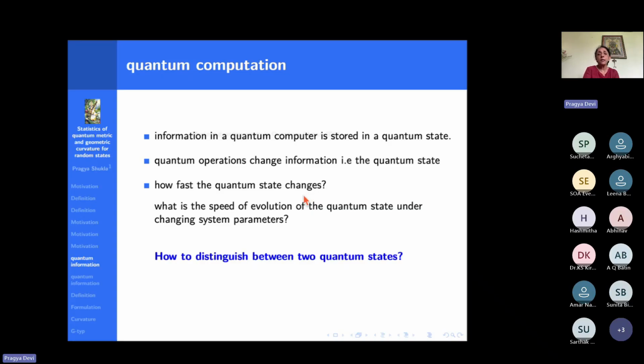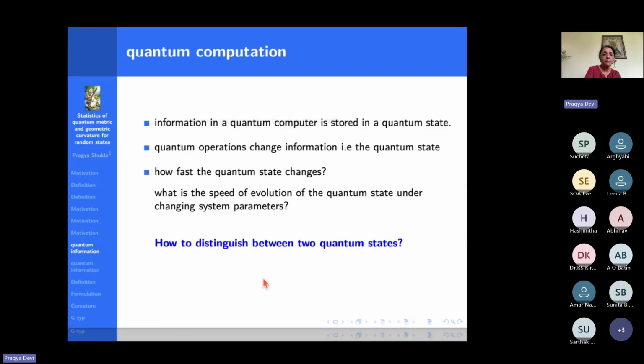Naturally, the quantum state will change. The question is how fast the quantum state changes, how does it evolve, and how does the speed of evolution depend on the changing system parameters, because you are doing some operations. And how do you even identify whether the state has changed? That means how to distinguish between two quantum states.